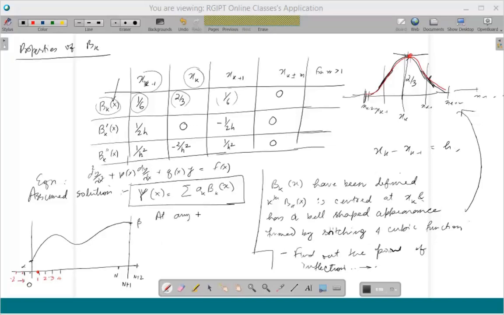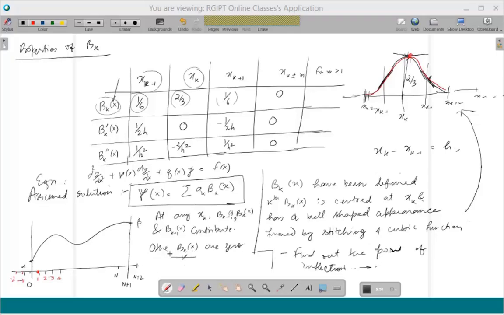At any point, only the basis functions B_{K-1}, B_K and B_{K+1} of x contribute. Other B_K, for other values of K beyond 1 rightward and beyond 1 leftward, will not be contributing at that particular point.